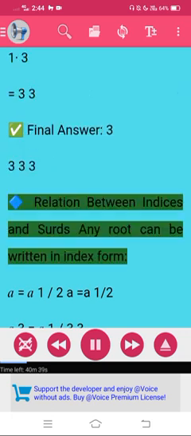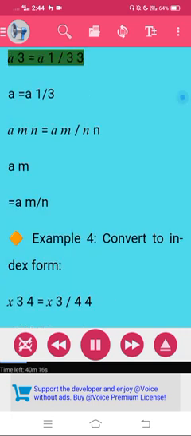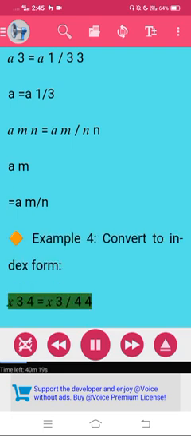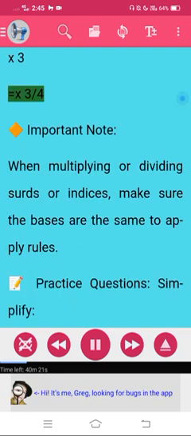Relation between indices and surds. Any root can be written in index form. Root a equals a^(1/2). Cube root of a equals a^(1/3). The nth root of a^m equals a^(m/n). Example 4, convert to index form: the fourth root of x^3 equals x^(3/4).